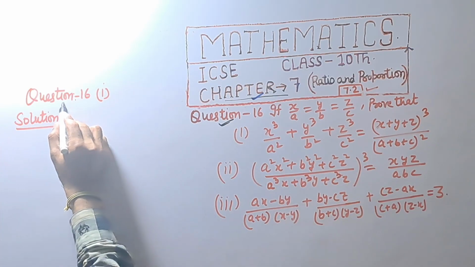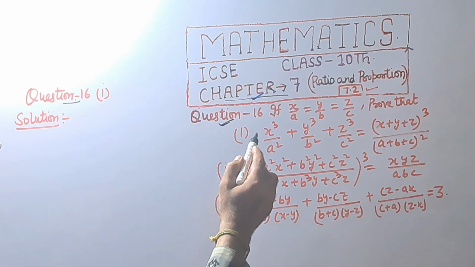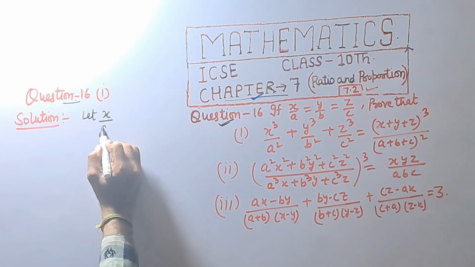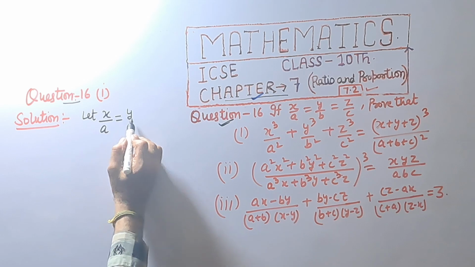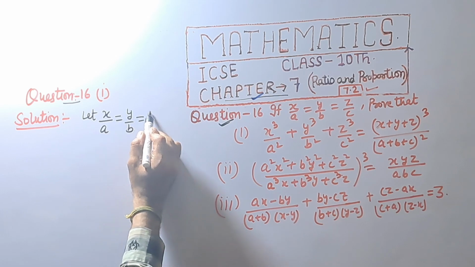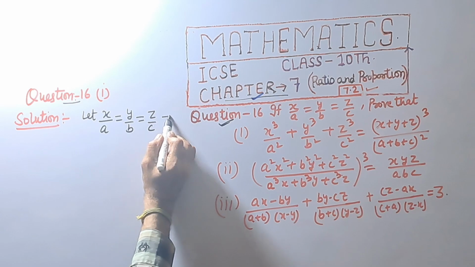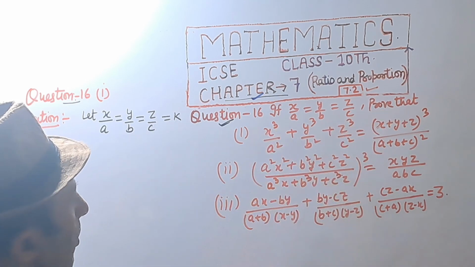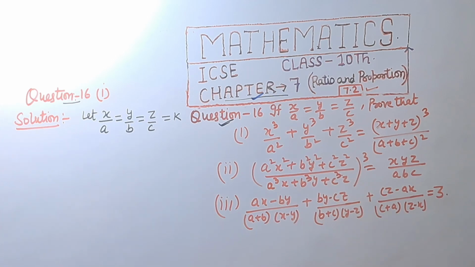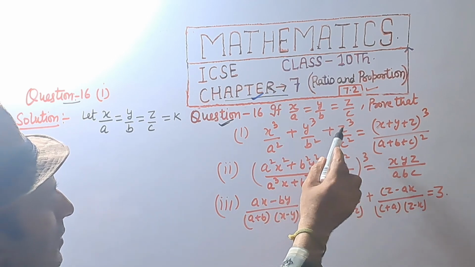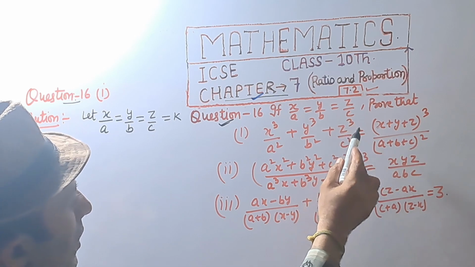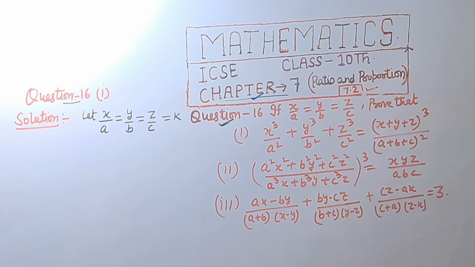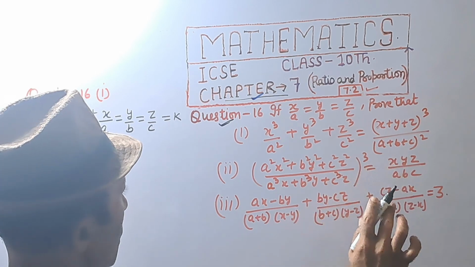Question number 16, first part. Let x upon a is equal to y upon b is equal to z upon c, that is equal to k. Then prove that x cube upon a square plus y cube upon b square plus z cube upon c square is equal to (x plus y plus z) raised to power 3 upon (a plus b plus c) raised to power 2.